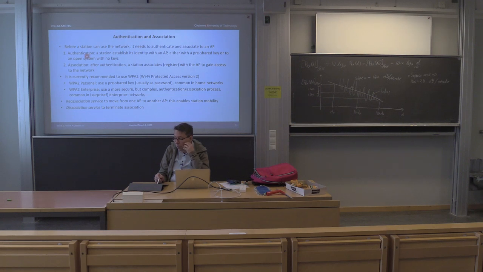Okay. So a station would like to establish its identity with an access point. And this could be done in different ways, either by using a pre-shared key. So we have a local key here, and a key in the access point that we somehow agreed upon, that everybody who has this key can authenticate themselves to this access point.